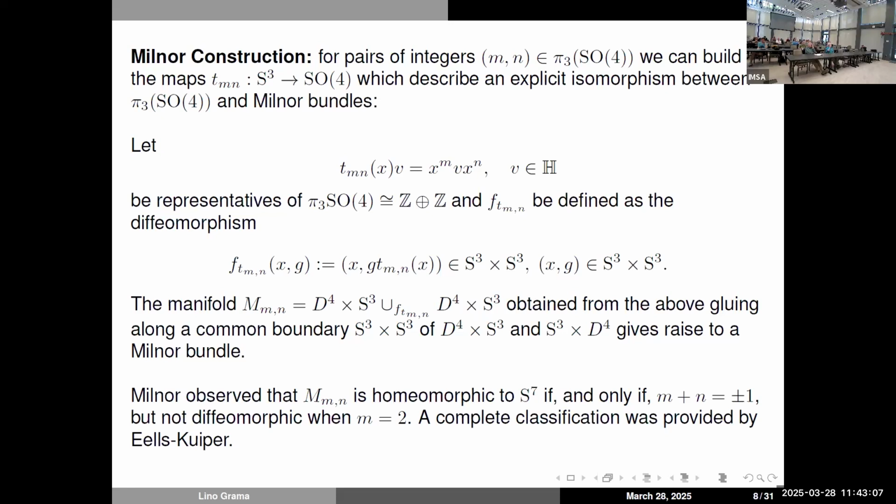One of the very important theorems of Milnor is that M_{m,n} is homeomorphic to S7 if and only if m plus n is plus or minus 1. But it's not diffeomorphic to S7 in general, for example when n is equal to 2. This is the way to produce what we call a Milnor sphere, by gluing along the common boundary with some diffeomorphism of these spheres. And then we have the complete classification of when M_{m,n} is a sphere or not.